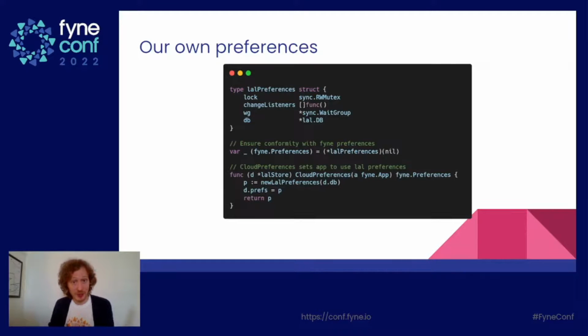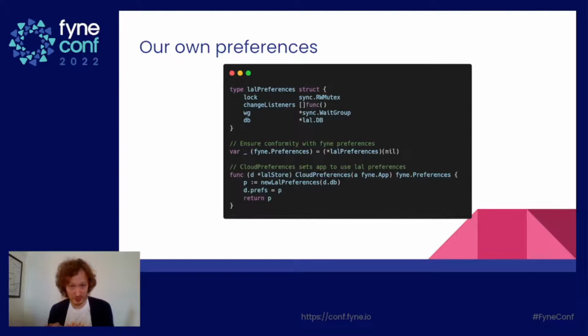So, how do you go about doing something like that? First of all, we created a struct called lal preferences, and lal is our code word. It's Star Trek stuff. I'm not sure. Anyway, so in our preferences struct, we have a lock, some change listeners, and a wait group, which helps us to sync our data. And then we also have our DB of type lalDB, and that's just our wrap of BoltDB's interface.